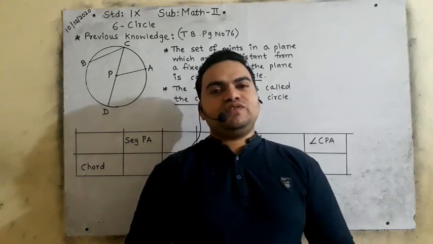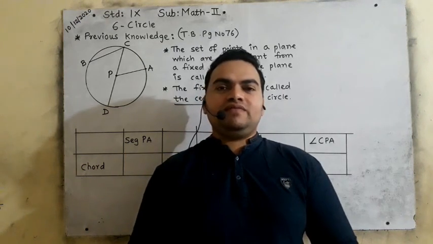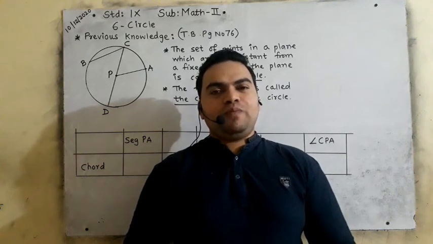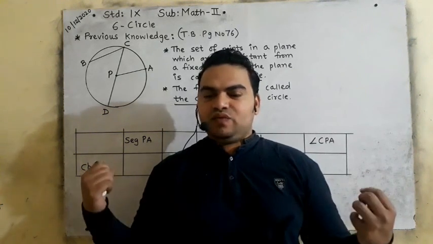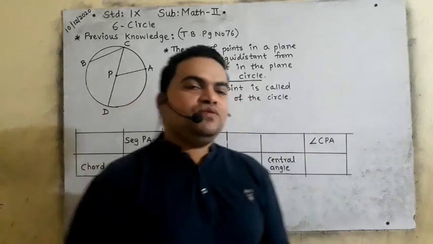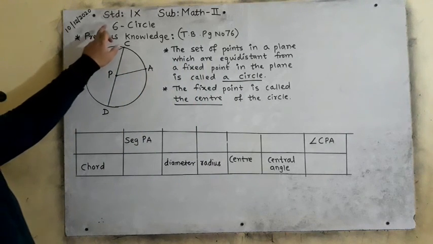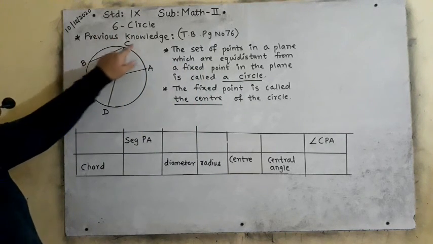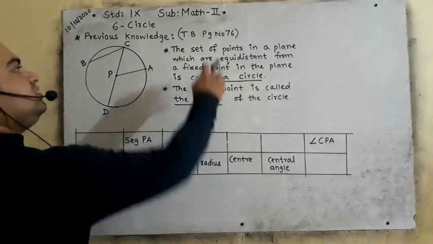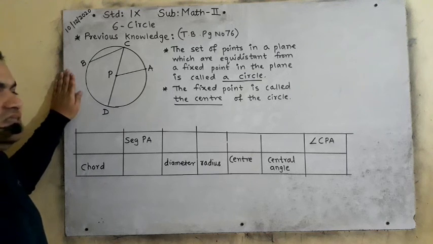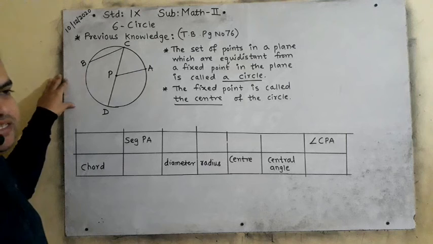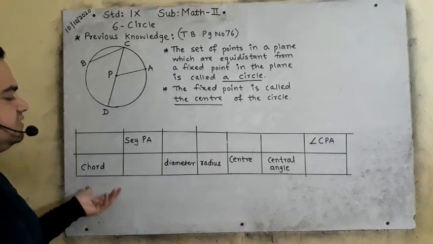So my dear students, first of all I will start this chapter with the previous knowledge. Please look at the board and open the textbook page number 76. There is an activity on that page. Please look at the board and try to understand. Chapter number 6, Circle, previous knowledge. This is a circle figure. We have to observe this figure and answer the given activity.